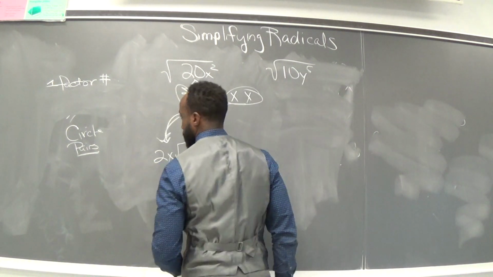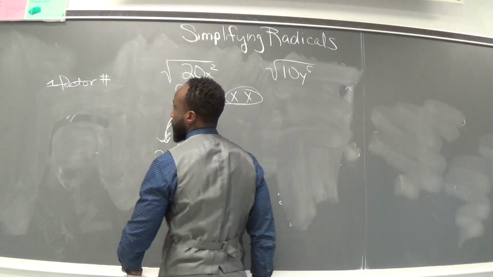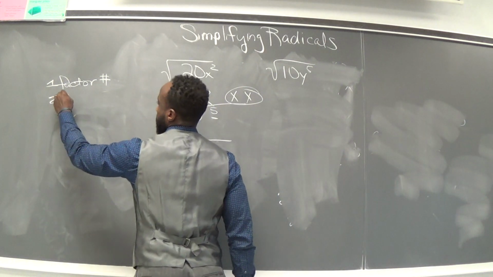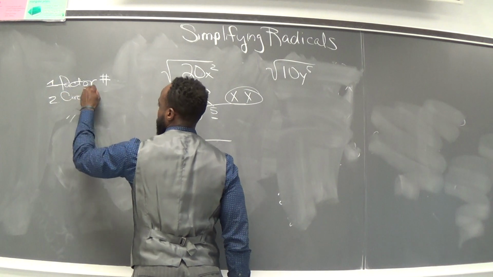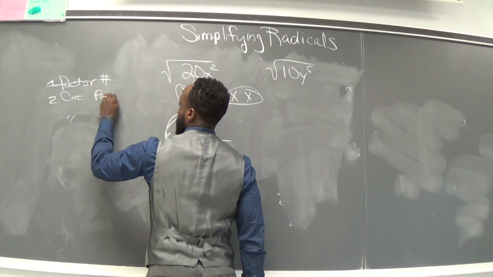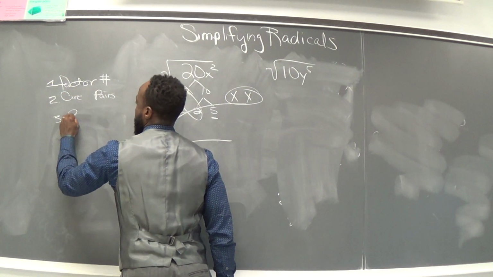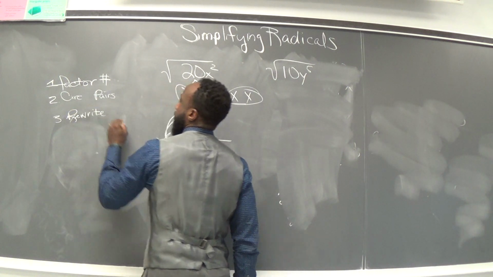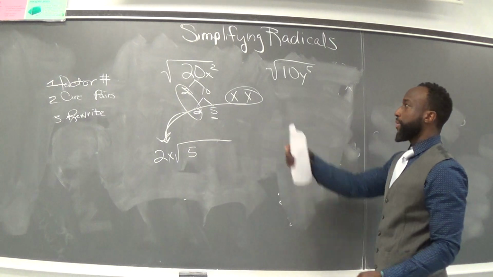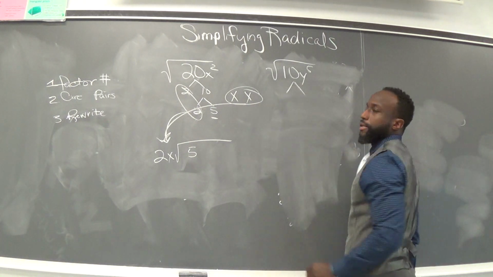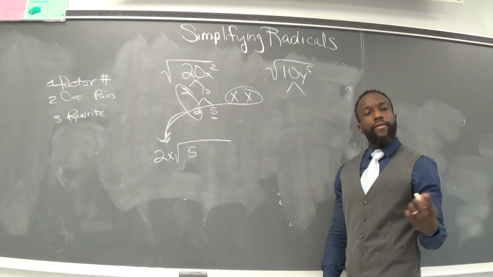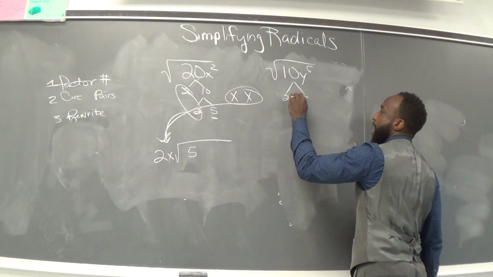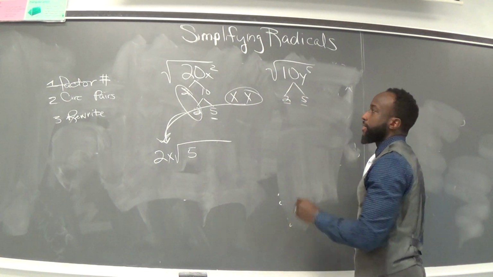So, let me put our steps down. The first thing you want to do is factor the number. Second thing you want to do is circle in pairs. And then you want to rewrite it, right? Now, when you got variables, you repeat these steps. So 10 is going to be what? 2 and 5. Any pairs there? No. They stay underneath.